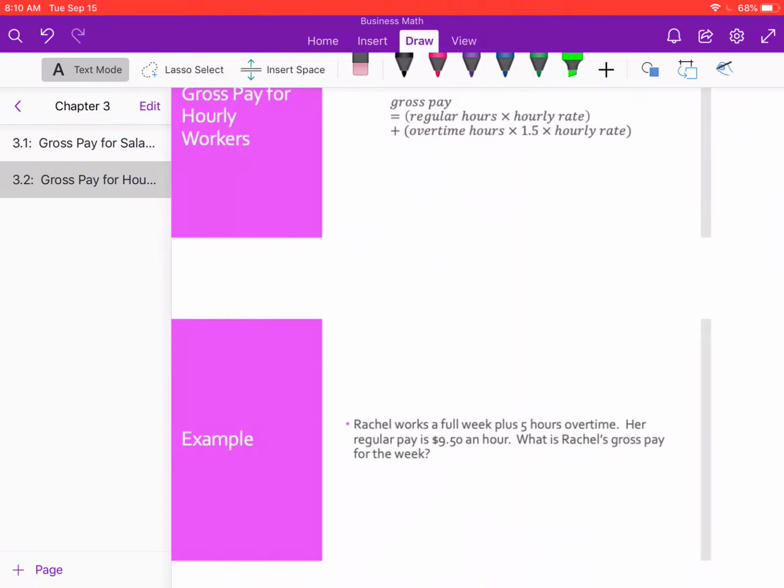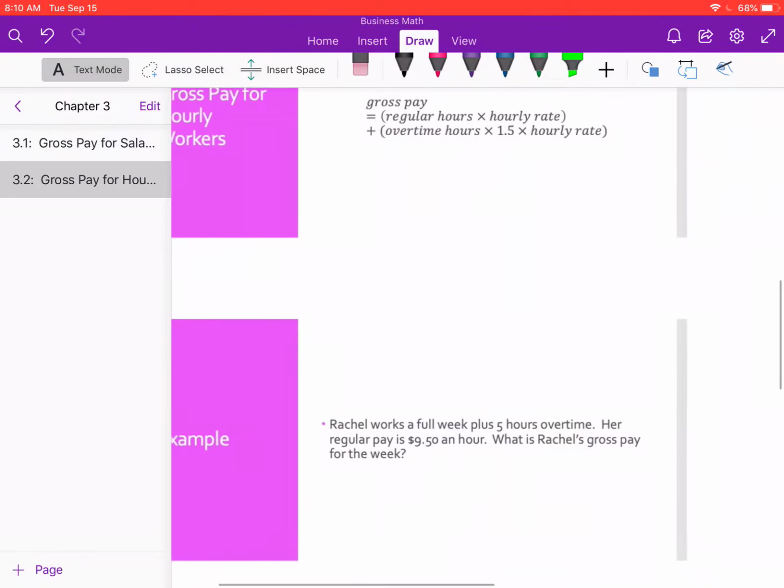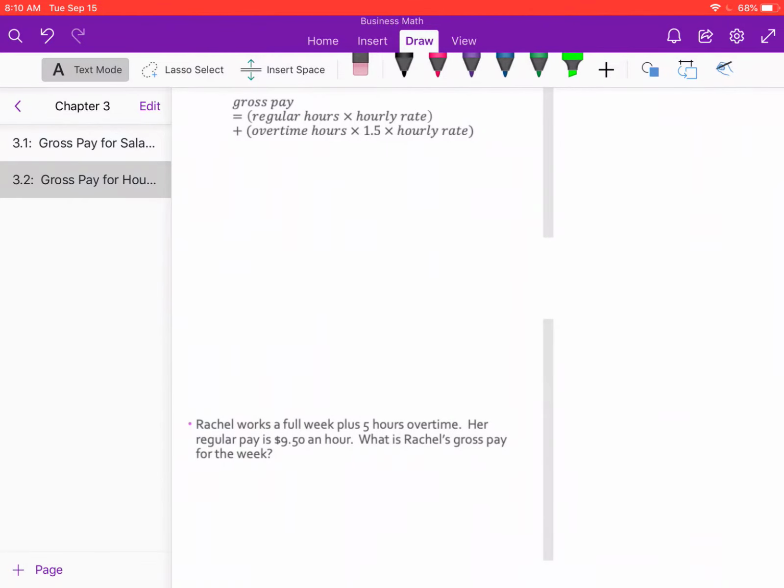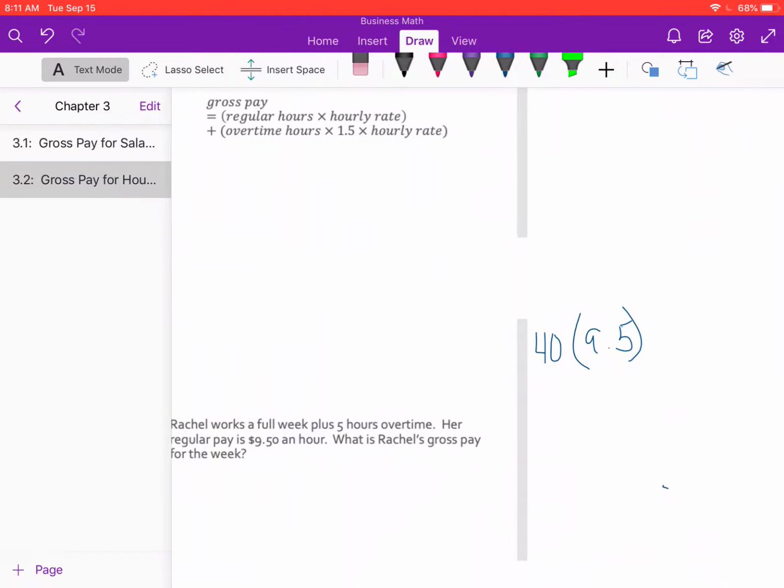Rachel works a full week plus 5 hours overtime. Her regular pay is $9.50 an hour. What is Rachel's gross pay for the week? So let's figure out her normal pay. So she works 40 hours times she makes $9.50 an hour. And then to that, we need to add her overtime. So plus, she worked 5 hours overtime times 1.5 times her hourly rate, 9.5.